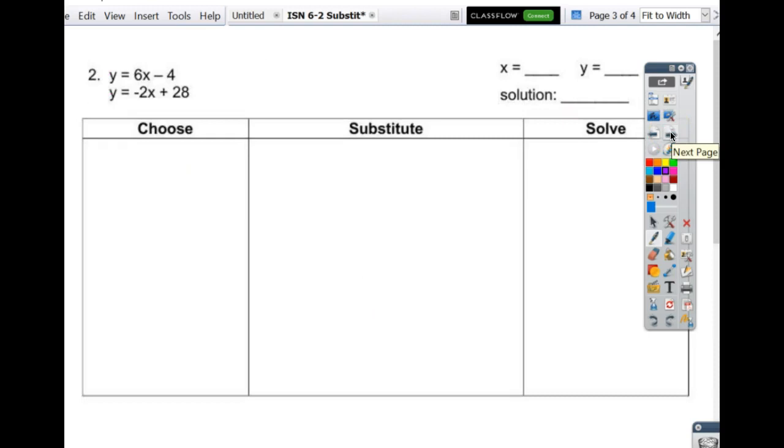So number 2, does one of the equations have a y or an x by itself? It doesn't? What's this? What's this? They're both by themselves. So it doesn't matter which one you choose. So I'm going to choose the top one to go here. And that means this one goes here.